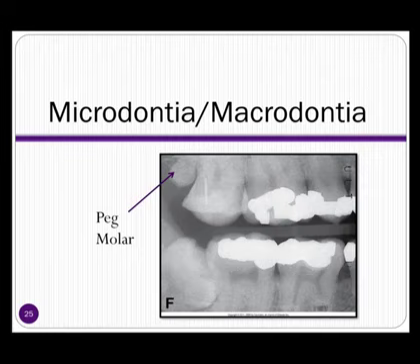Here we have a bite wing x-ray and a tooth that is very small in size. This is actually tooth number 1, or the maxillary right third molar. This is a wisdom tooth in the upper right, which has microdontia. And this happens quite a bit with third molars.